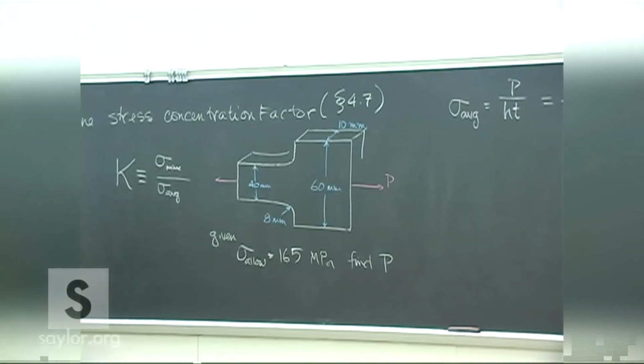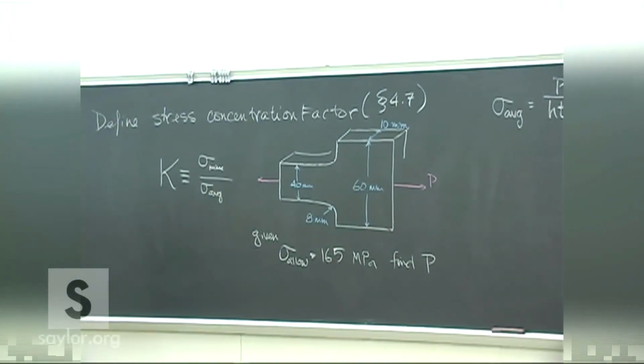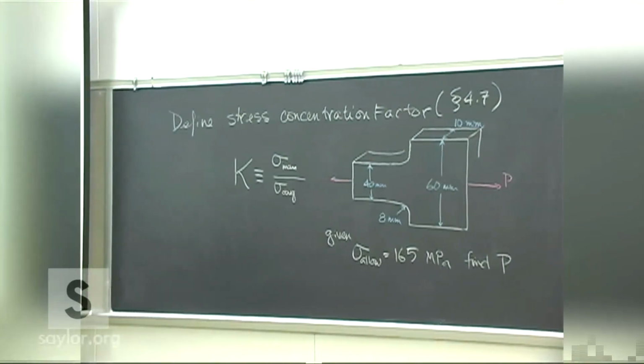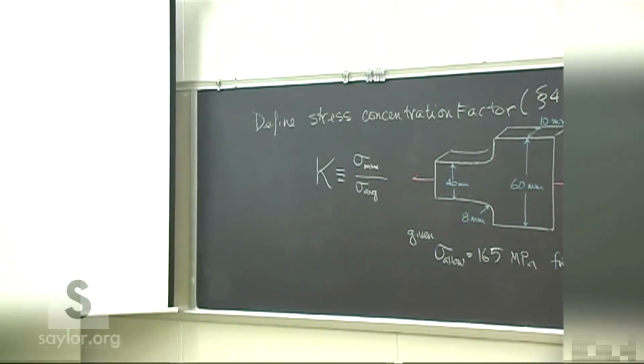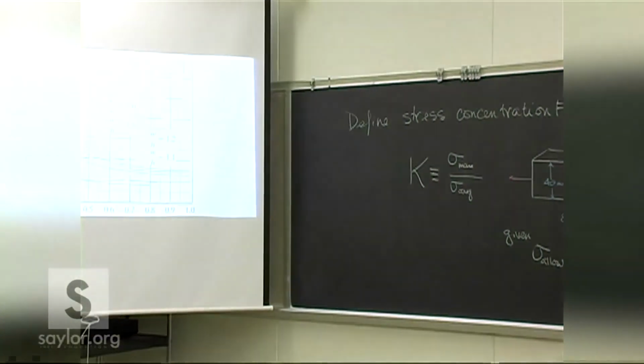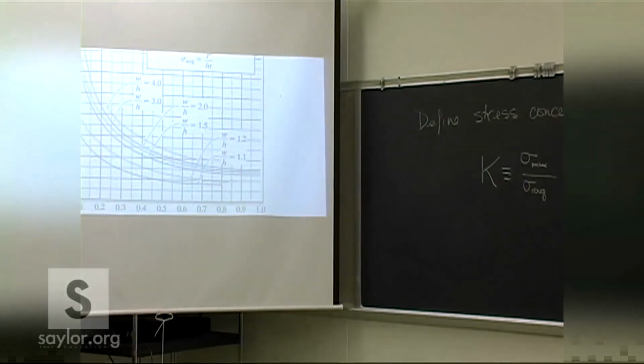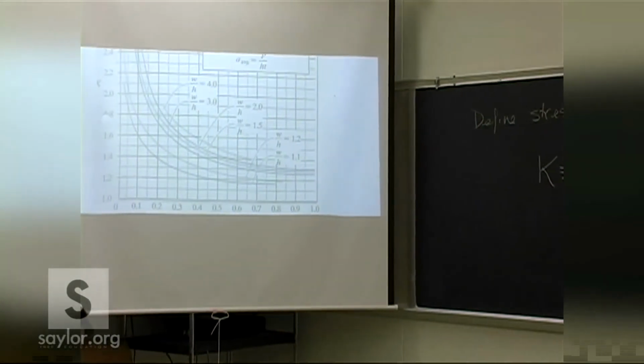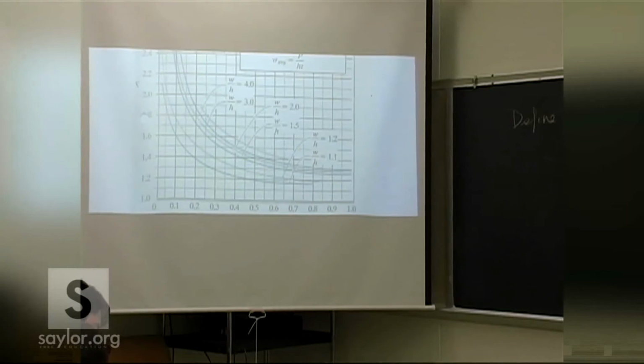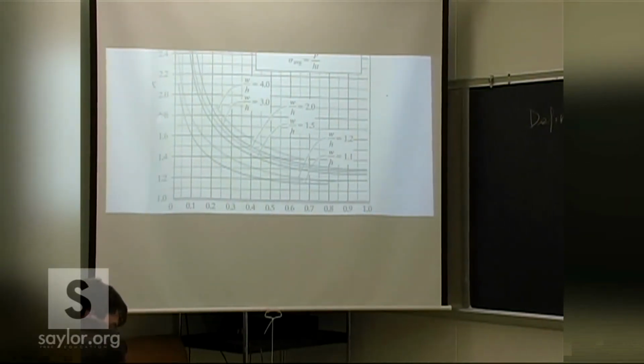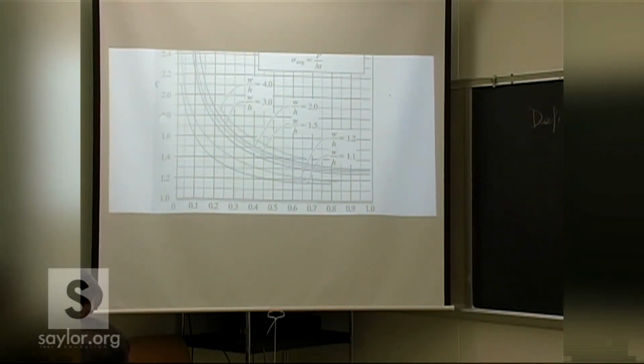So figure out your W over H, figure your R over H, get K right off the chart. Then you can figure out what the load is based on what you're given up there. Difficult? Not particularly. You heard of stress concentration? Some of you have, I bet.